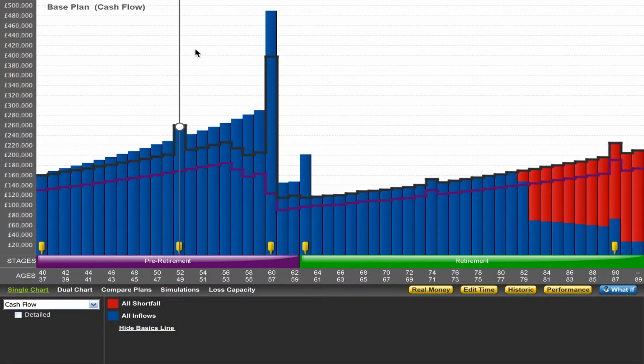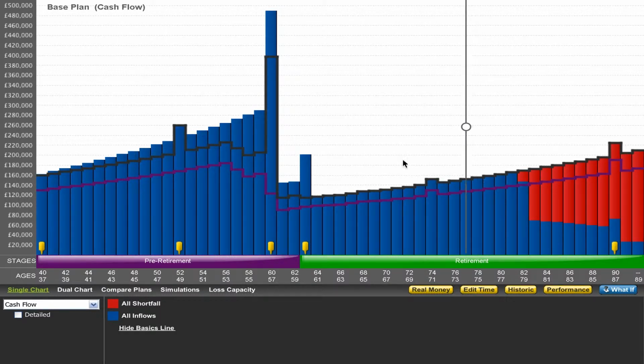Okay, so what we have here is the base plan for James and Sandra. This illustrates their current position as we know it today. It is based on their current assets and liabilities, and we're not making any assumptions about future investments at the moment. On the graph, the blue area represents years during which James and Sandra have sufficient income or capital to meet their desired level of expenditure, and that's represented by the black line.